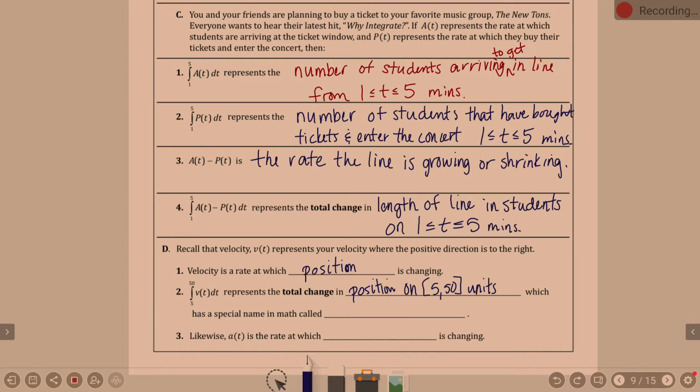I bet you have. Displacement? Yes. Okay. So displacement is the common vocabulary term to hear. I will say, I could also say net change. That could be an option as well.